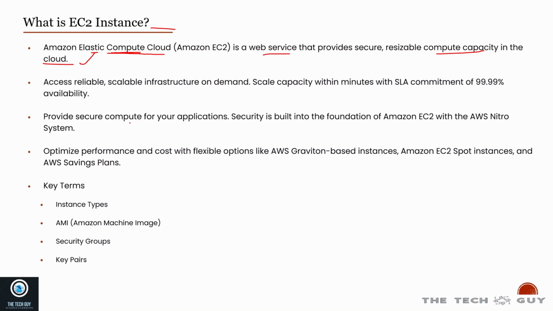Now, depending on what kind of high availability option you choose, you can actually have the scale capacity with minutes of SLA commitment that can be 4 × 99.99%. Now, it provides secure compute for your application, because you can really manage your security with the help of network, with the help of ACLs, with the help of security groups, etc. Now, if you are someone who has worked on AWS or who has worked on Azure or GCP, in Azure, we call it virtual machines. In AWS, you call it EC2 instance. In Google, you call it Google Compute Engine. So basically, it's just a virtual machine service in AWS.